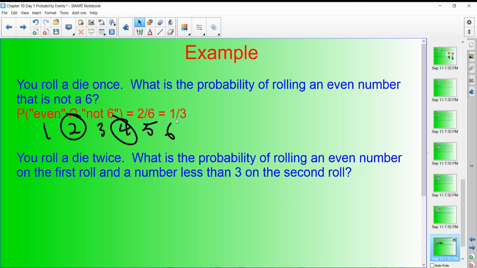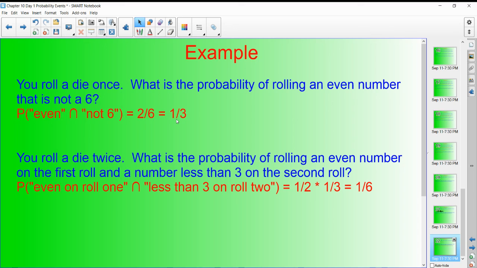Then you roll a die twice. What's the probability of rolling an even number on the first roll, a number less than 3 on the second roll? They're independent. So even is 1/2, less than 3 is 2 out of 6, or 1/3. 1/2 times 1/3 is 1/6. So if we know that they're independent, we can multiply the probabilities of each event together. And if we're still a little bit new to that, we can list the sample space, list all the possibilities, and circle or write which ones are successes, part over whole.